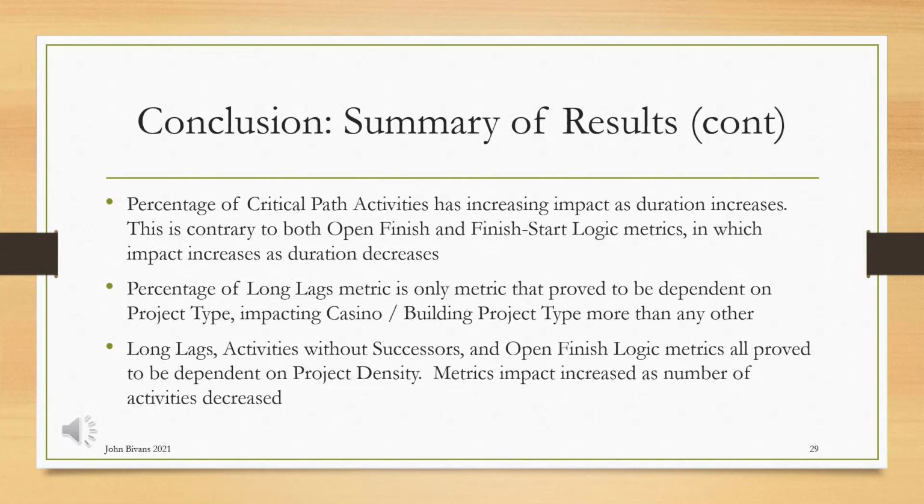The percentage of critical path activities has an increasing impact as duration increases. This is contrary to both open finish and finish to start logic metrics, in which the impact increases as the duration decreases. The percentage of long lags metric is the only metric that proved to be dependent on the project type, impacting the casino building project type more than any other. Long lags, activities without successors, and open finish logic metrics all proved to be dependent on the project density. The metric's impact increased as the number of activities in the schedule decreased.